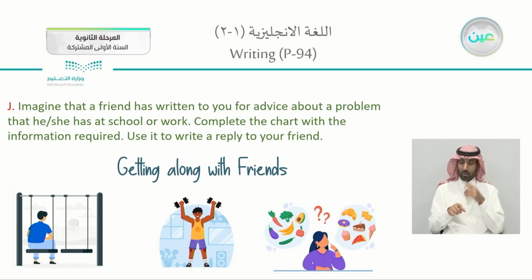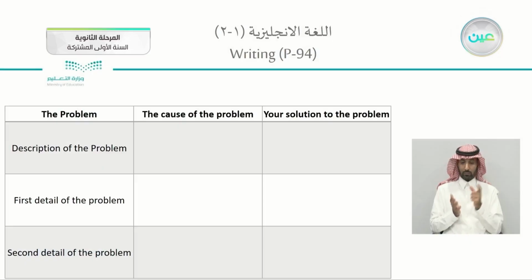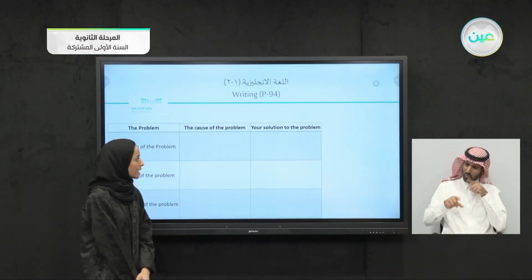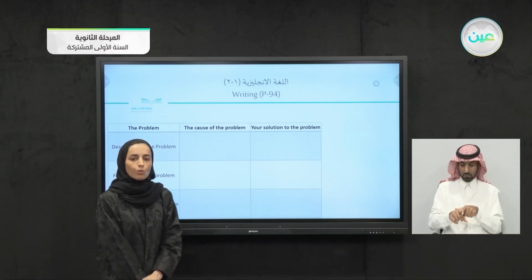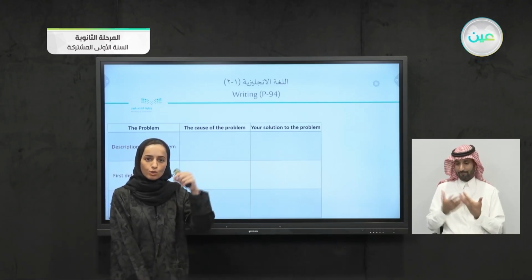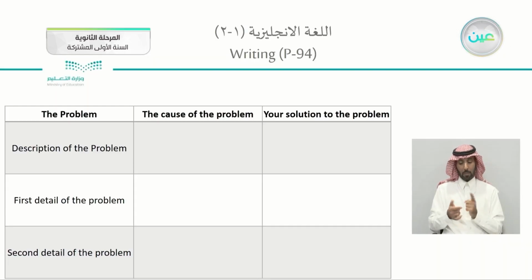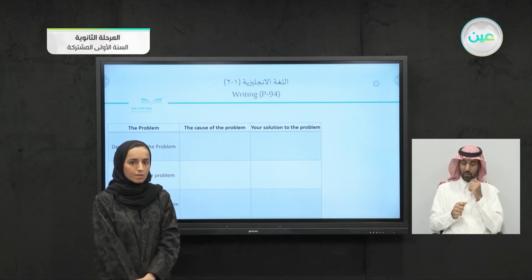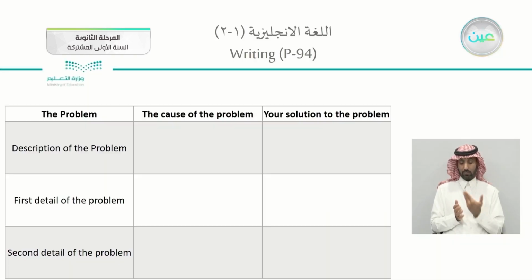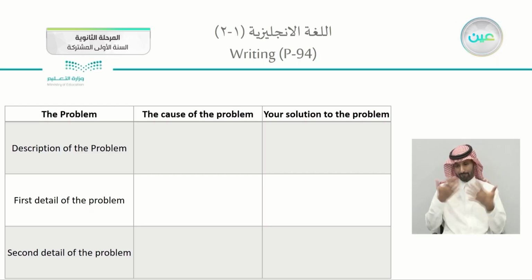Okay, we're going to break it into details, other smaller problems. The chart on page 94, you're going to complete this chart. Let's discuss it together. At the beginning, we will have the problem, which is getting along with friends. Then the cause of the problem: why we will have such a problem, what happened so we have this problem. Then your solution or your advice to the problem. Try to give advice, my advice to my friend because they're having this specific problem. Then we're going to come up with a description of the general problem.